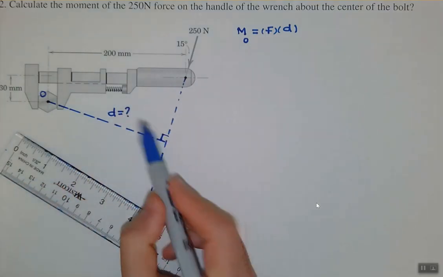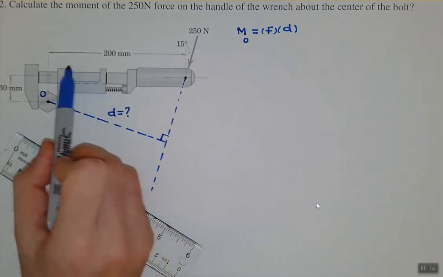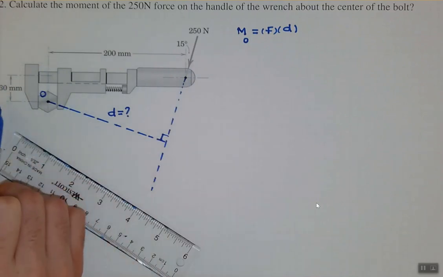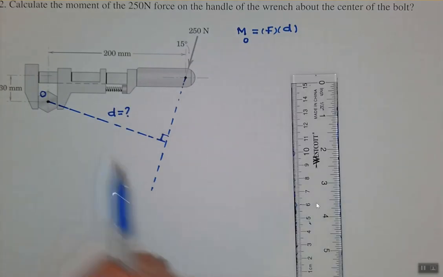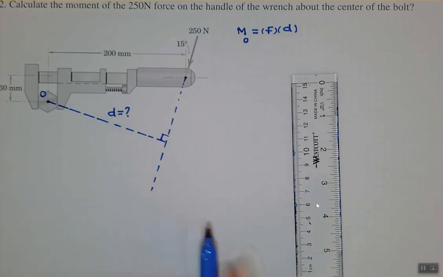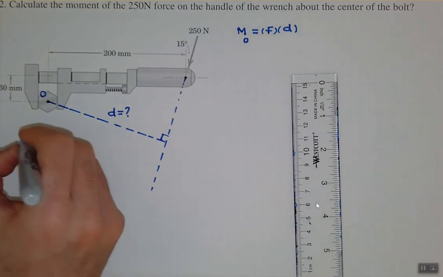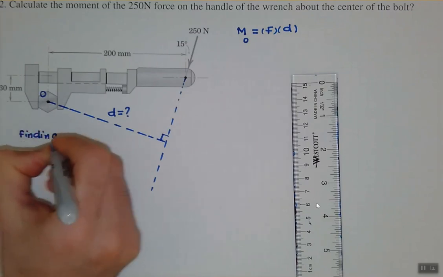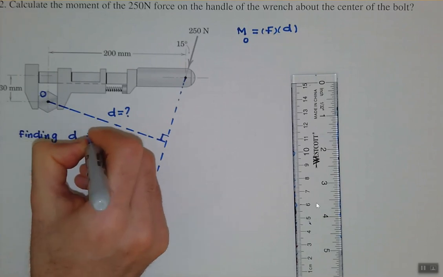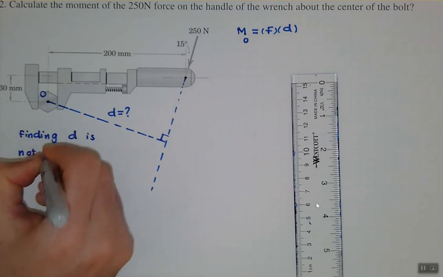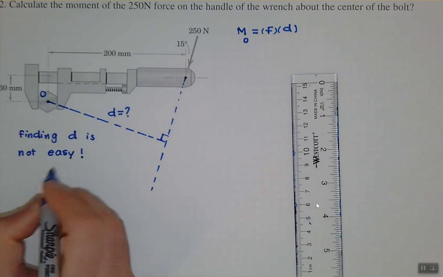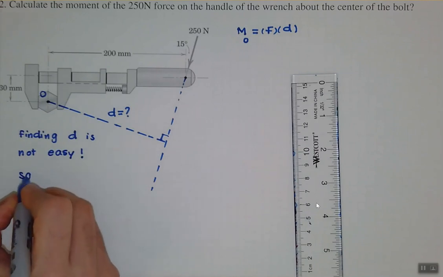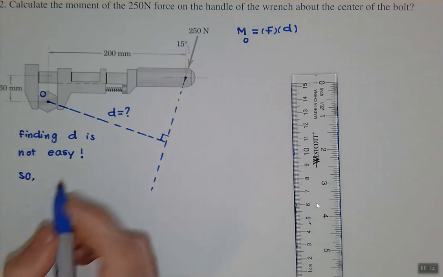So we try to find this d, but we notice that we have the horizontal distance and the vertical distance. It's not impossible, but it's not easy to find d. So let me write it down over here. Finding d is not easy, or maybe it is easy for you, you can try later. But we always try to find an easier solution.